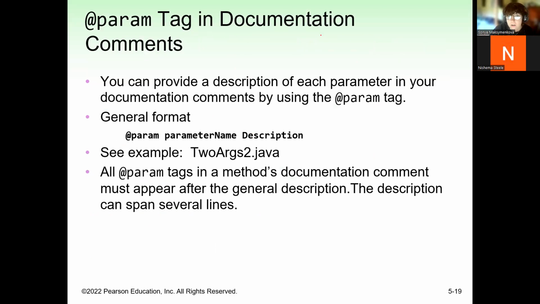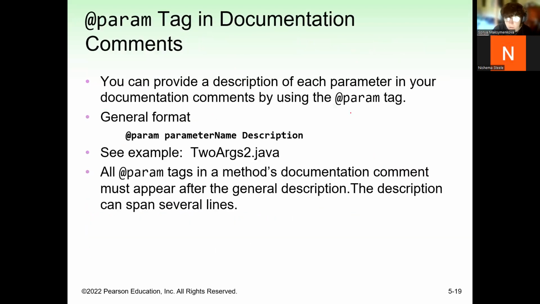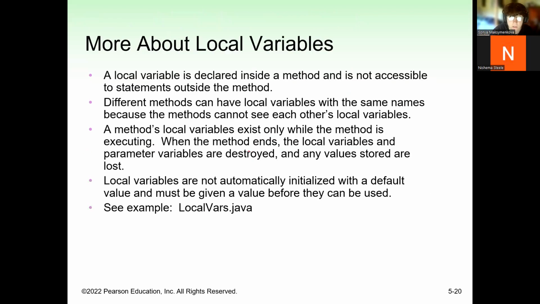Here is how you would document your parameters whenever you are creating your methods, if you want to use Java comments. You would just use @param, which stands for parameter. This is the general format of documenting that: you put @param, then the name of your parameter, and then a brief description of what that parameter holds, what that parameter is doing.